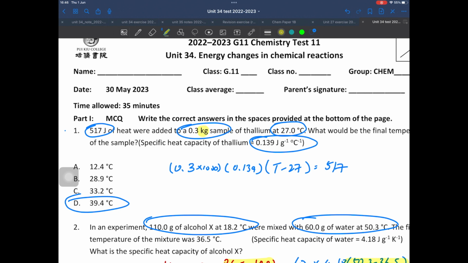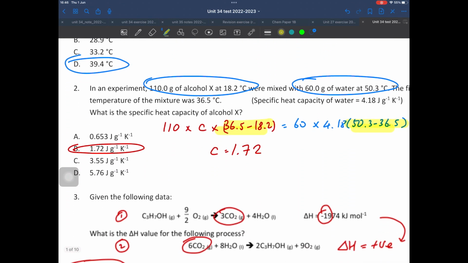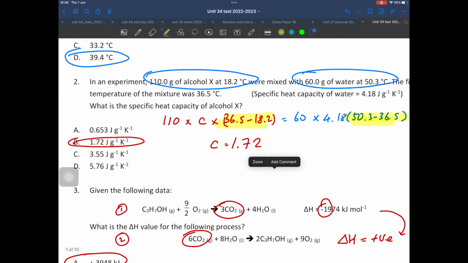So you should change it into kilogram, like this. After solving the equation, you will know that the answer will be D. Question 2. This is a question about mixing. So you have a cold alcohol mixed with a warm water. So the energy gained by the cold alcohol will equal the energy lost by the warm water.